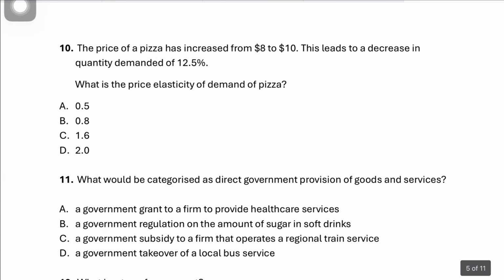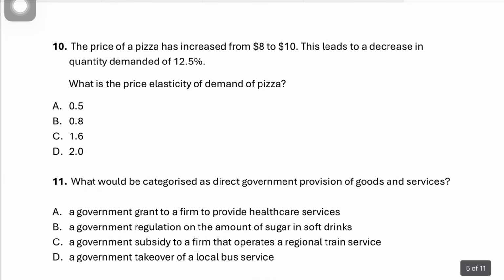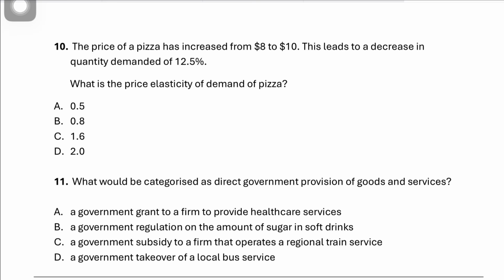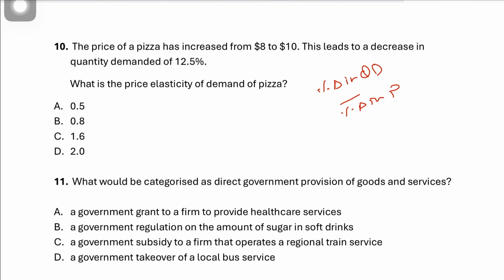Question 10 says the price of a pizza has increased from 8 to 10. This leads to a decrease in the quantity demanded of 12.5%. What is the PED? Percentage change in quantity demanded divided by the percentage change in price. Find out the percentage change in price. The difference is 2 upon 8 times 100. Let me take out my calculator. It would give you 25%. Percentage change in price is 25%.